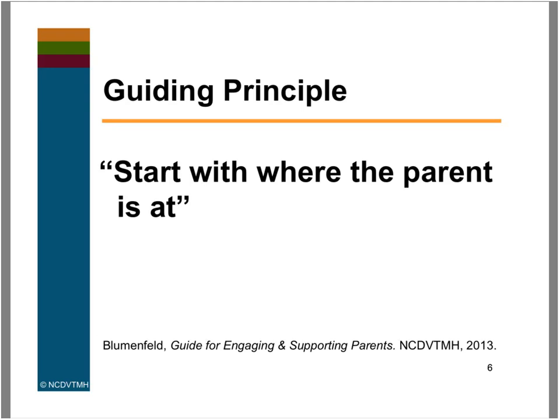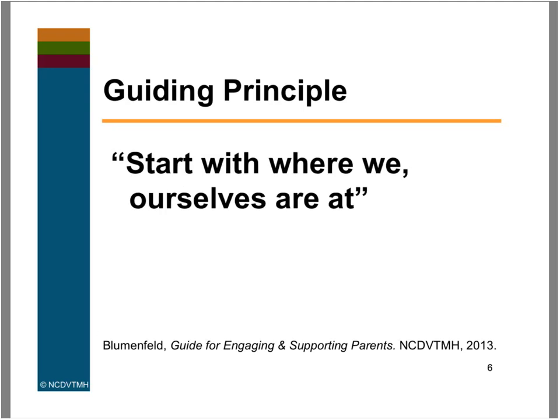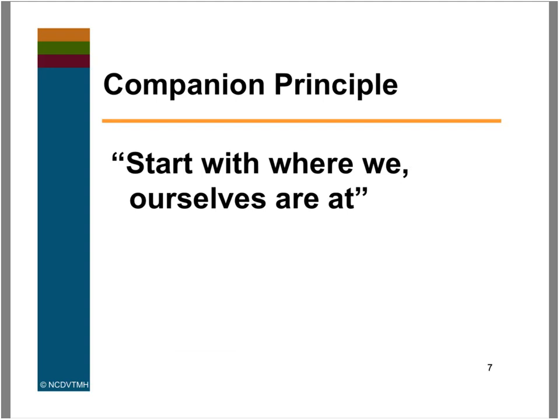And on the surface, starting with where the parent is at seems fairly straightforward. But as we know, in practice, things don't always progress in a smooth, linear fashion. There are setbacks, there are crises, and sometimes we may find ourselves holding an unspoken concern related to a particular child or the family, or perhaps the parent-child relationship itself. And the parent isn't bringing this to us or isn't expressing what we may be holding or thinking about. So the companion principle to all of this is to start with where we ourselves are at.